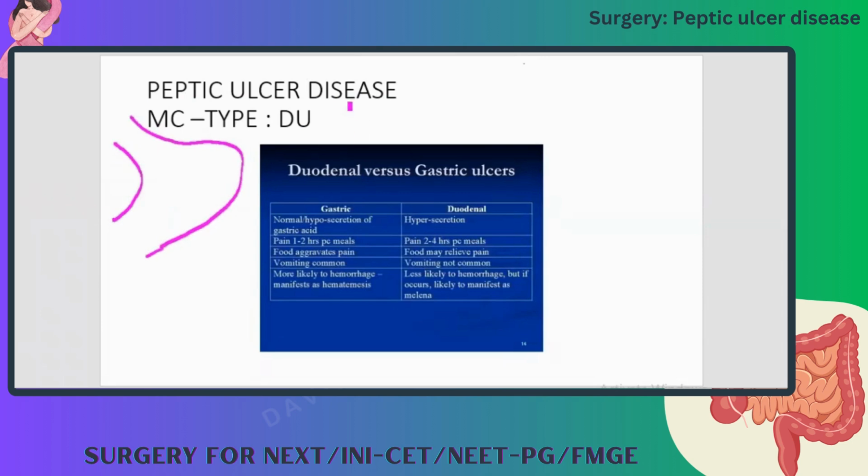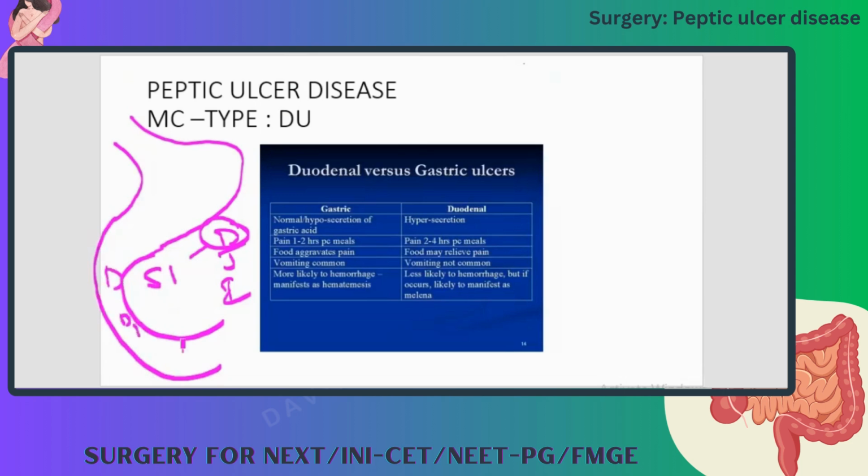Then after the stomach, what are the parts of the small intestine? Duodenum, jejunum, ileum. The duodenum is again divided into D1, D2, D3, and D4. It is divided into four regions. In these four regions also, ulcers can occur.